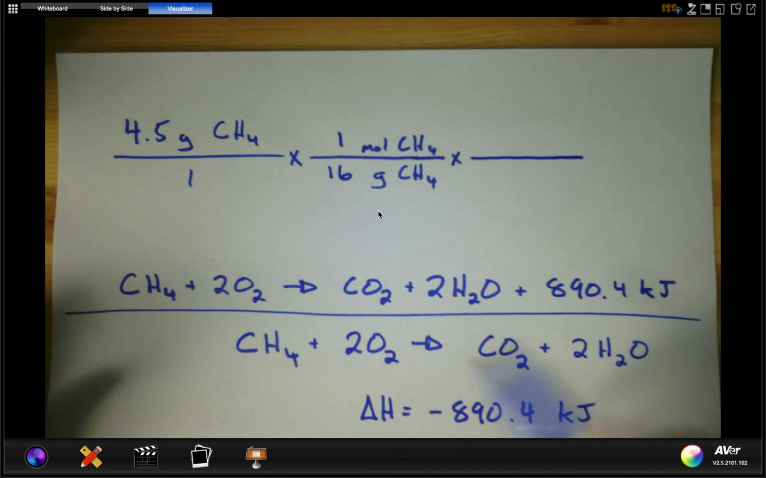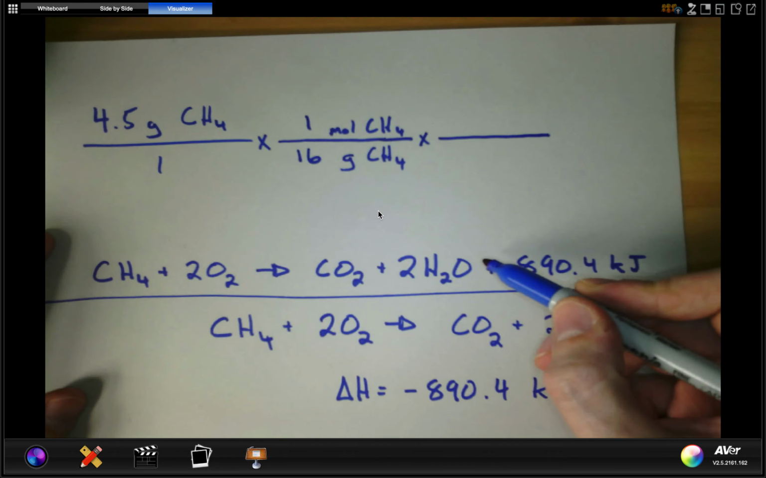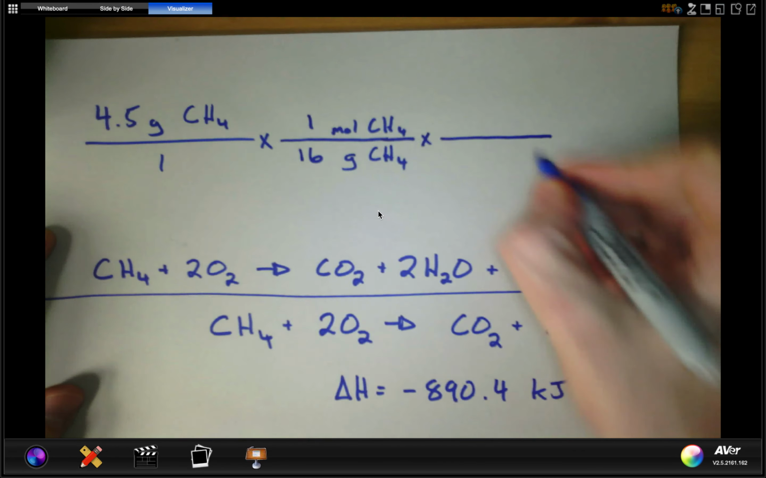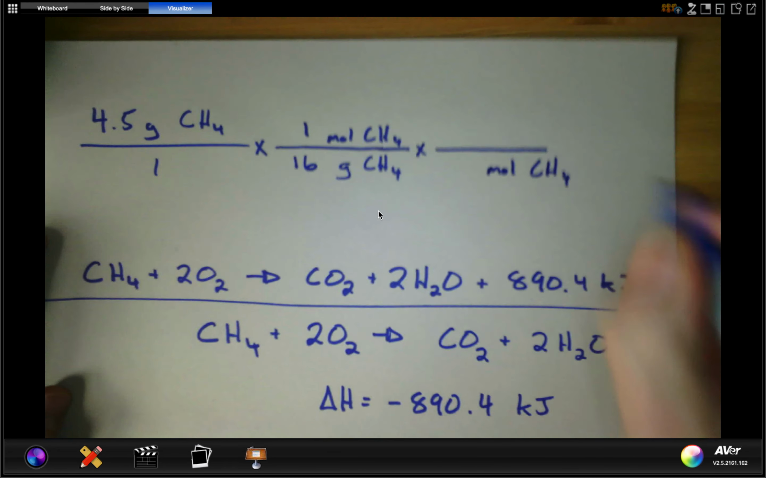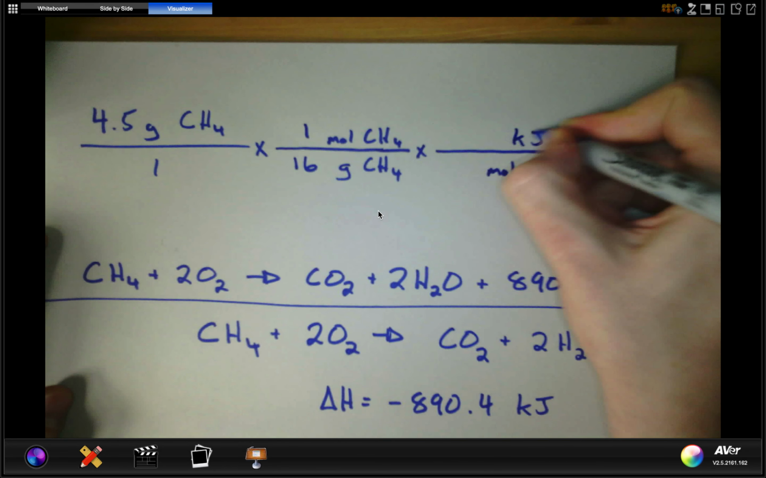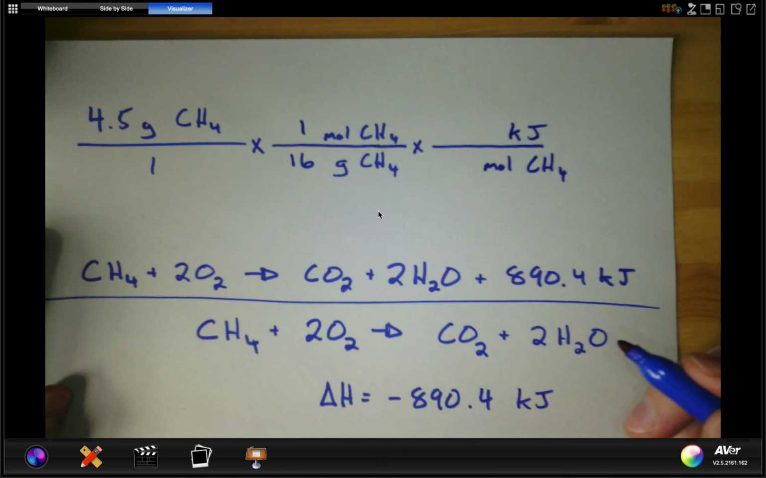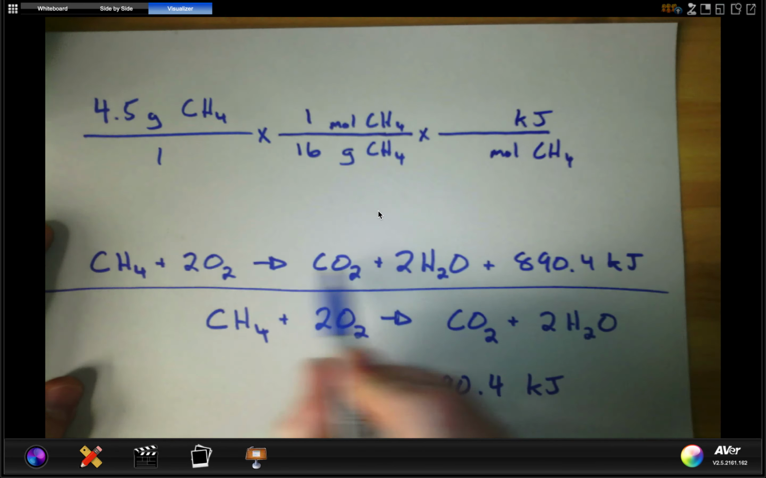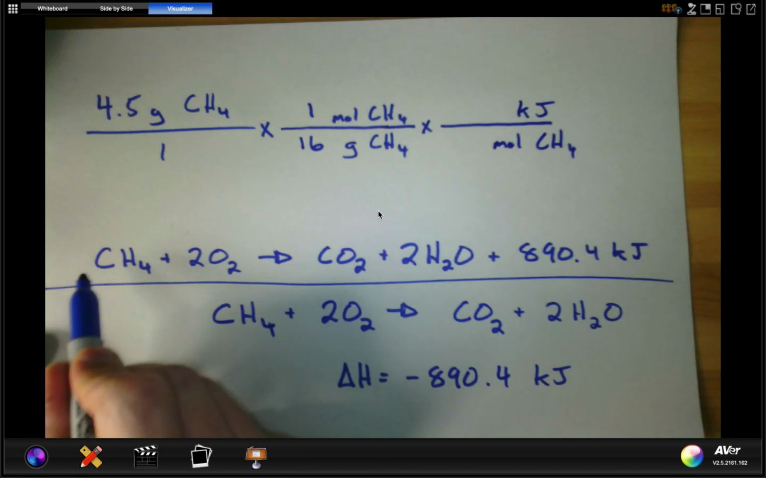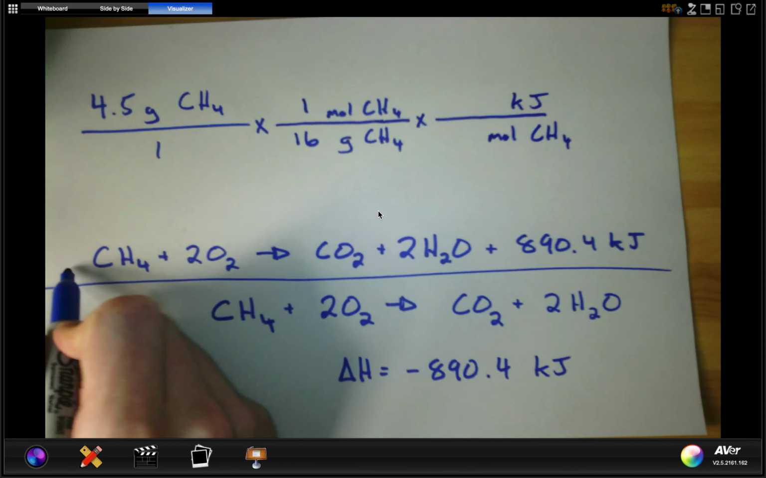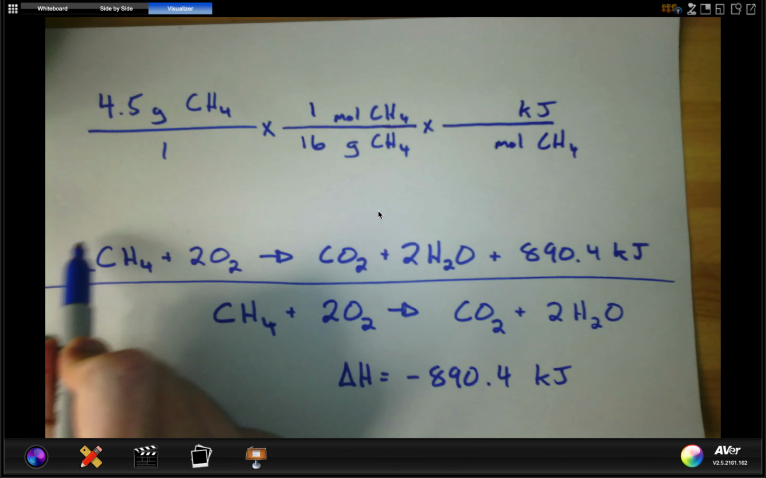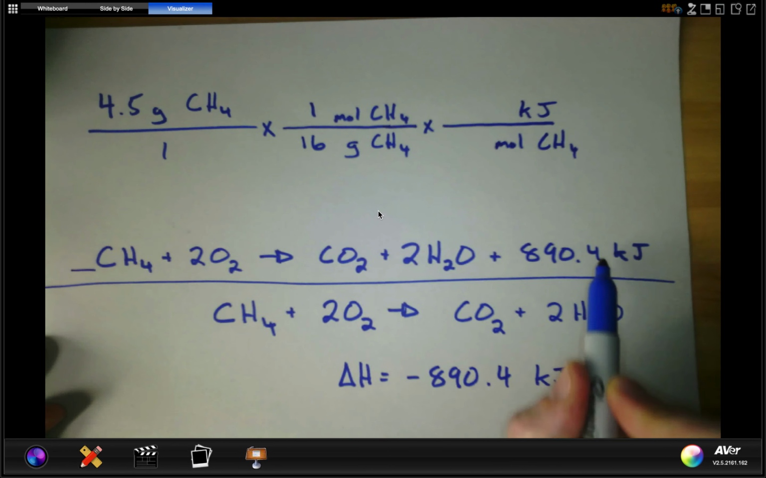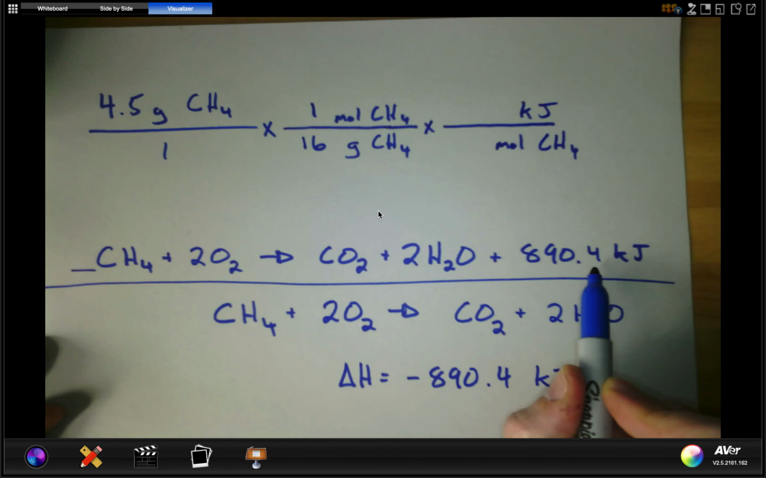So if we look at our equation, again, what goes up must come down. I know this is going to be moles of CH4, and I want to convert to kilojoules. This is the very new thing. If we look at the equation, what's the coefficient in front of CH4? Well, it's a 1 because there's nothing there. So if we put 1 mole of CH4 through this reaction, we get out 890.4 kilojoules.